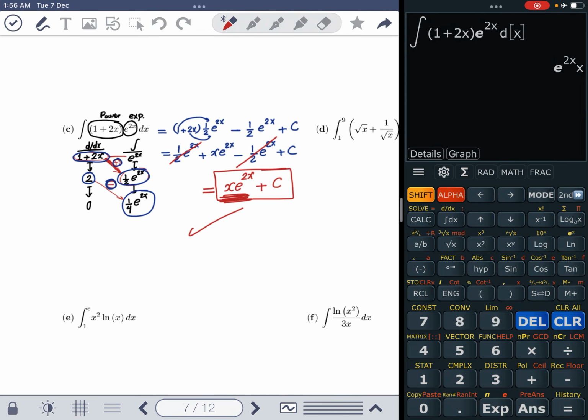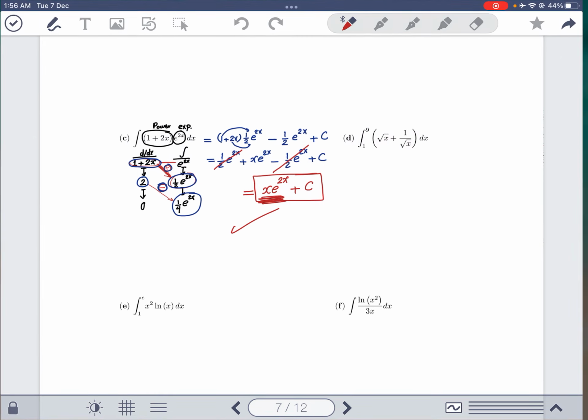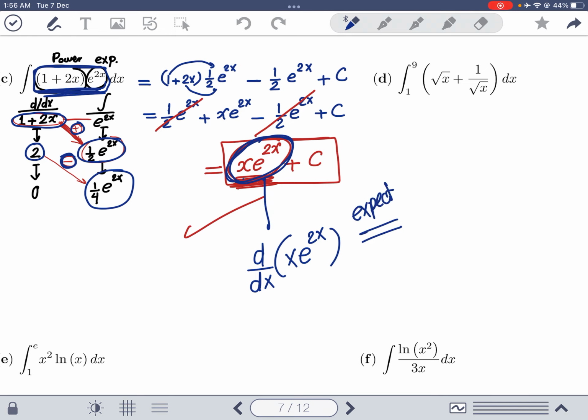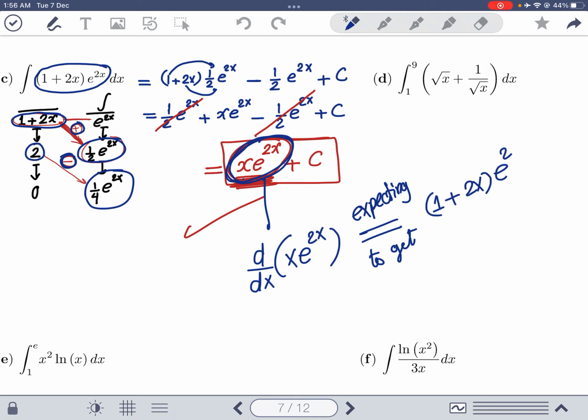And also another way to check it if you don't have a calculator is this. So now this is the answer. Why don't you differentiate the answer and check if the derivative of the answer is what you have here? Because the integral of this gave us this, which means if I take the derivative of this, I am expecting to get, of course, what I had at the beginning, what I integrated. So I expect to get 1 plus 2x times e to the 2x.